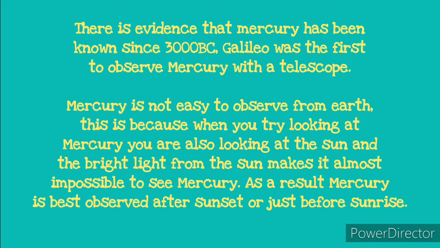There is evidence that humans have known of the existence of this planet since 3000 BC. However, Galileo Galilei was the first to observe Mercury using a telescope. Mercury is not easy to observe from Earth because of its position in the solar system and how fast it travels round the Sun. Mercury is within the Earth's orbit, so is the Sun. Invariably, when you're looking at Mercury, you're also looking at the Sun. Because of the brightness of the Sun, it is almost impossible to see Mercury. As a result, Mercury is best observed after sunset or just before sunrise.